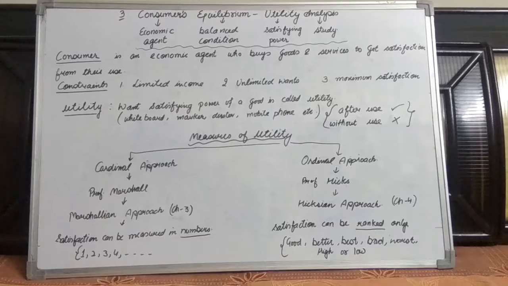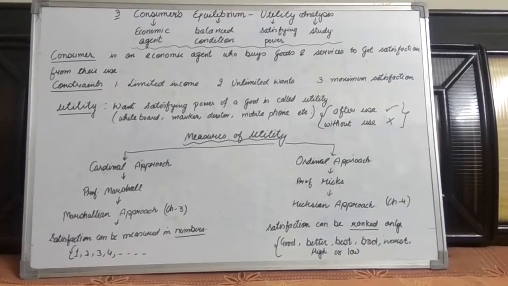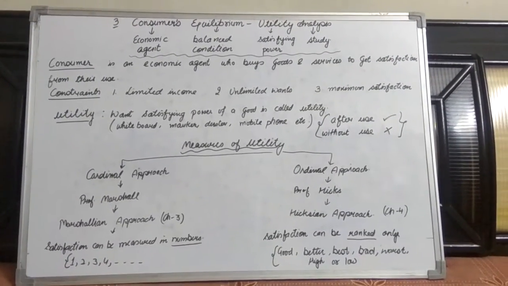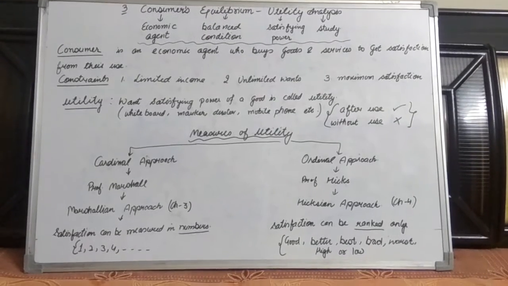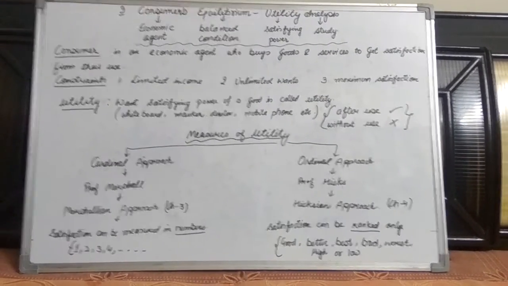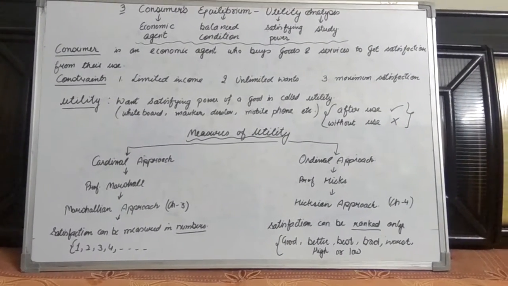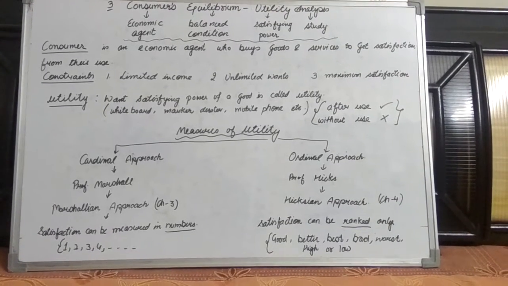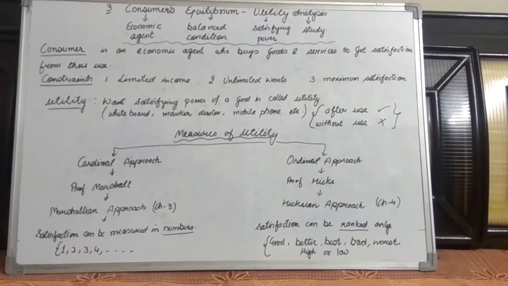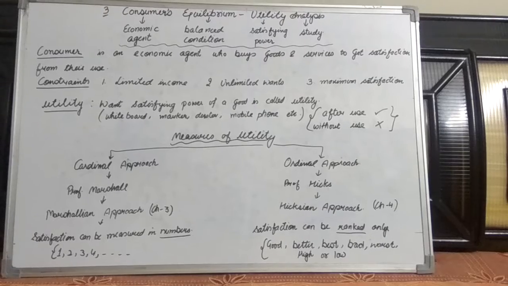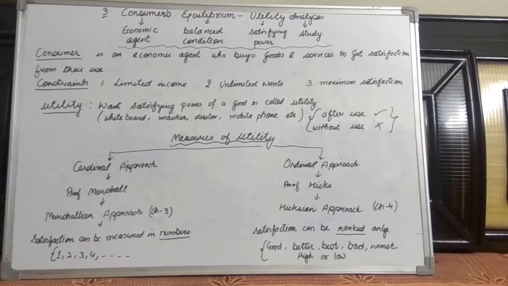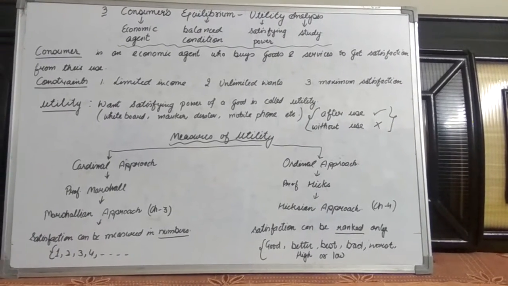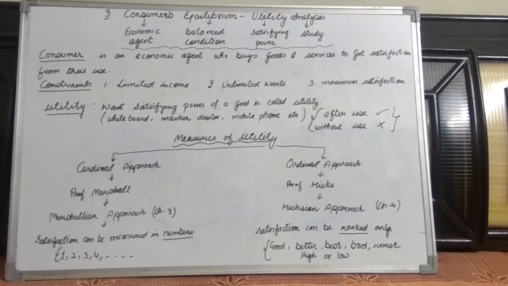Today, we are going to start with the third chapter, that is Consumer Equilibrium by Utility Analysis. Dear students, let me discuss these terms before. Consumer means an economic agent, equilibrium means balanced condition, utility refers to satisfying power of a good, and analysis means the study. It means in this chapter we're going to study that utility concept of the consumer which provides him the level of equilibrium.